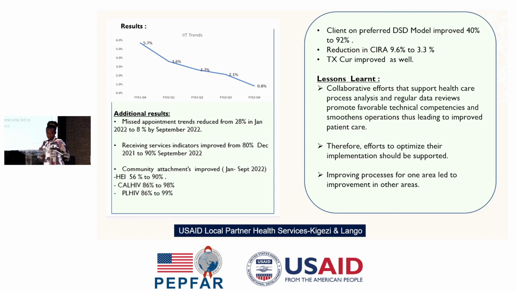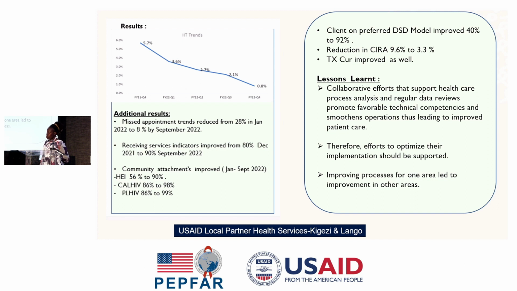Then we also improved in client attachment. This has been a drive in Uganda across IPs. By that time, for example, of the HIV-exposed infants, only 56% had been attached. But as of September, 90% had been attached. HIV, 86 to 98% currently. And then the adults, currently we are at 99%. Also, assigning clients to their preferred DSD models improved from 40% in January to 92%.